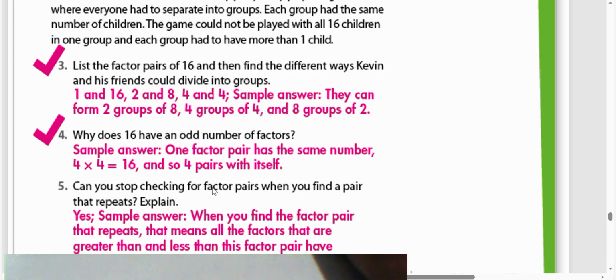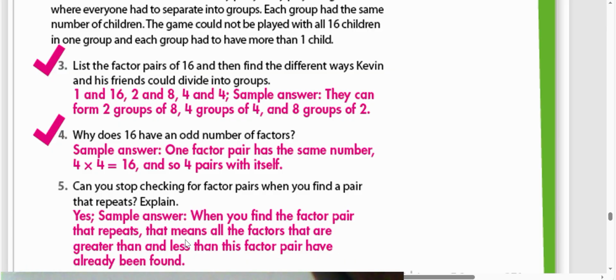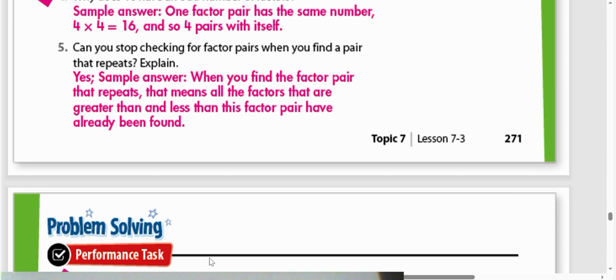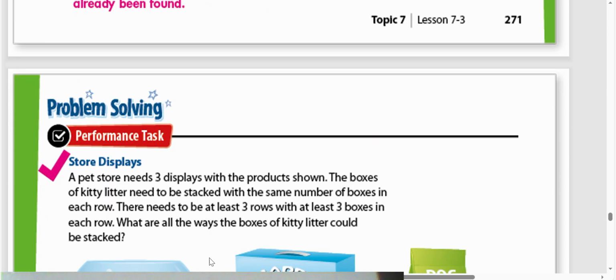Then stop checking for factor pairs when you find pairs that repeat. The simple answer: when you find a factor pair that repeats, that means all the factors that are greater than and less than this factor pair have already been found. Don't repeat the number when you find 4 times 4. Don't tell me we have two factors. You must count each number, not repeat it.